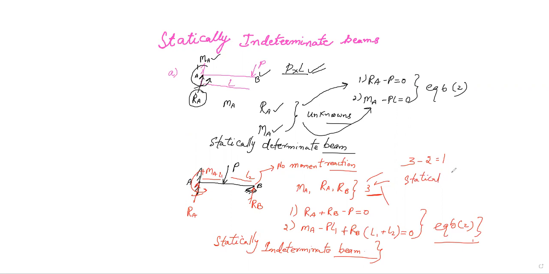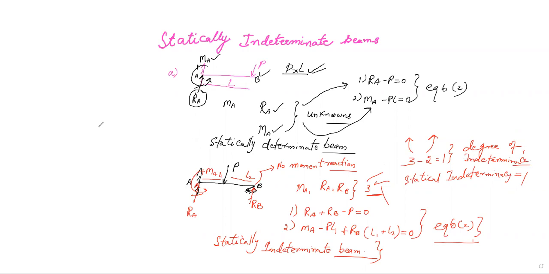This beam has statical indeterminacy equal to one. Okay. So the number of unknowns minus the number of equilibrium equations is also known as the degree of indeterminacy. So we say that this beam is statically indeterminate of first degree.